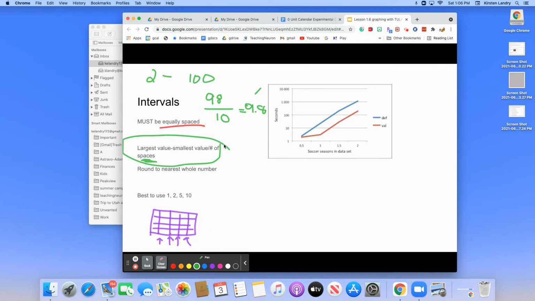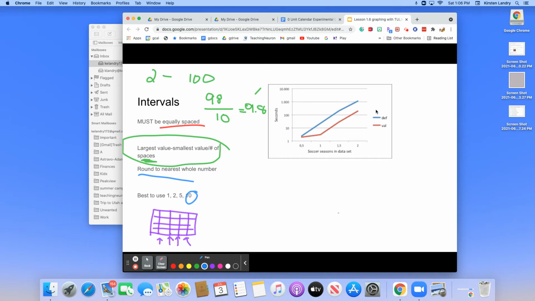But let's be honest, 9.8 is kind of a funky number to graph. So what you can do is round to the nearest whole number, right? So I can put that number up and my next number would be 10. So I could do each tick mark as 10. That's an easy way to do it.